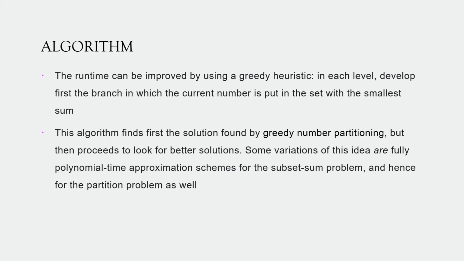Developing first the branch in which the current number is put in the set with the smallest sum. This algorithm finds first the solution found by the greedy number partitioning, but then proceeds to look for better solutions. Some variations of this idea are fully polynomial time approximation schemes for the subset sum problem, and hence for the partition problem as well.